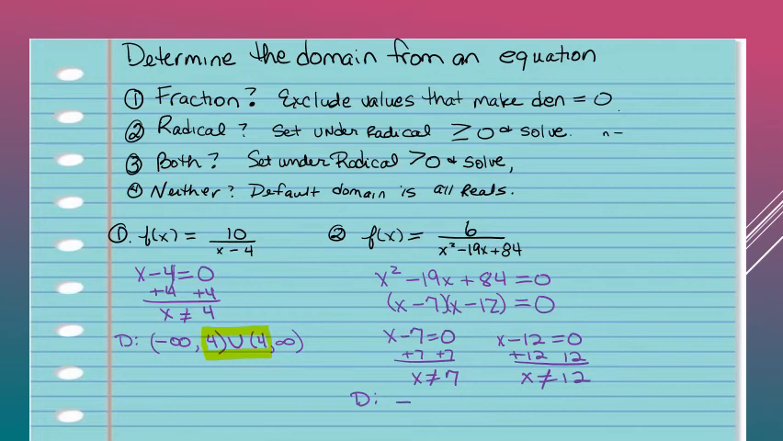it's going to be negative infinity to the smaller of the two. Which one's smaller? The 7. All right, and then I'll start at 7, and then go to 12, skip 12, and then from 12 to positive infinity. 3 sections here, skipping the 7 and the 12.